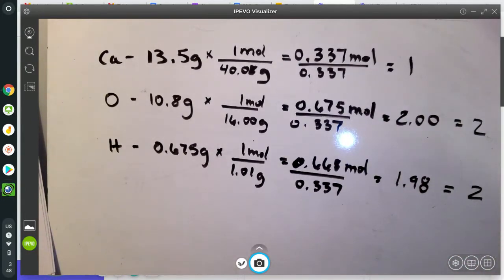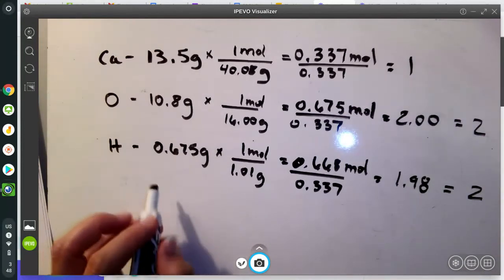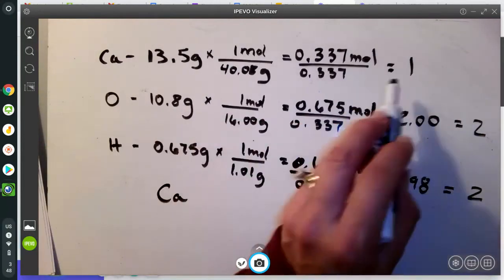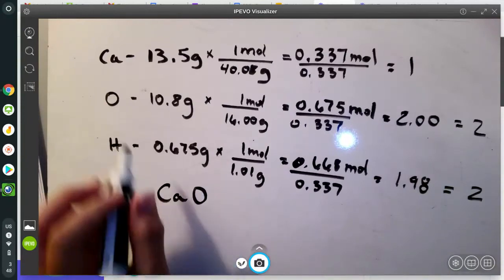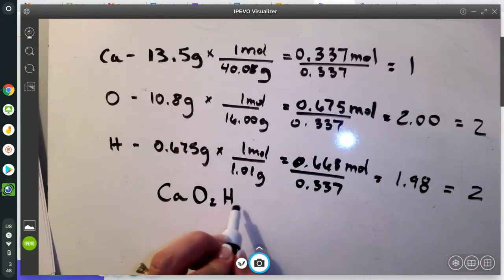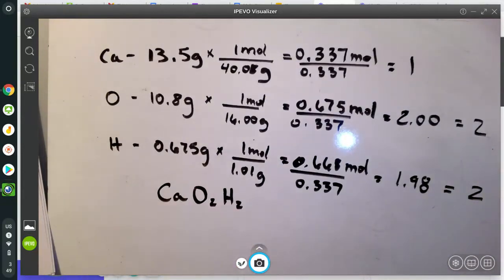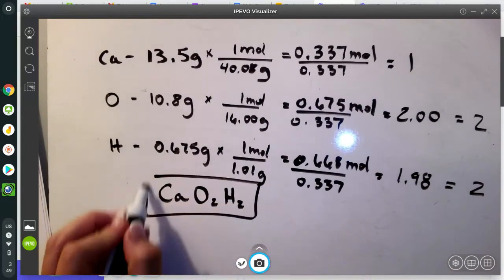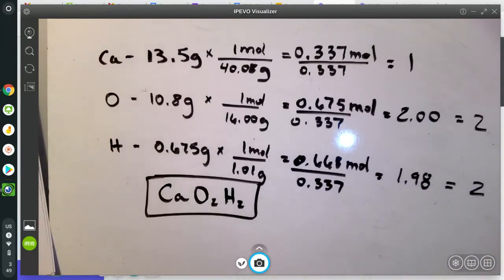Then the last step, we want to apply it to our empirical formula. So empirical, simplest whole number ratio. So Ca, I only had 1 of those. Oxygen, we would say 2. And hydrogen, we would say 2. So we would write it like this. This is what we're getting for an empirical formula for this particular molecule. We have no idea if this is also the molecular formula, but we know for sure this is the simplest ratio of all these elements found in this compound.